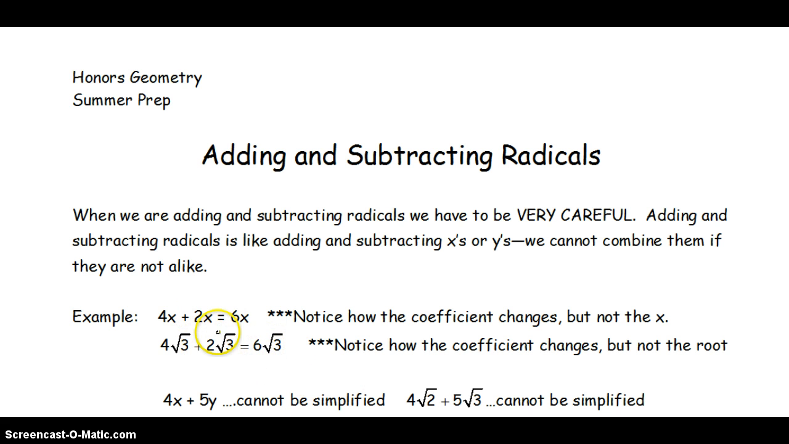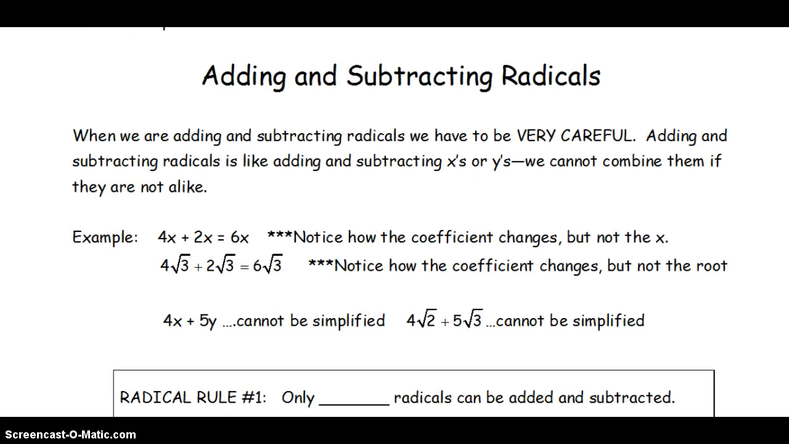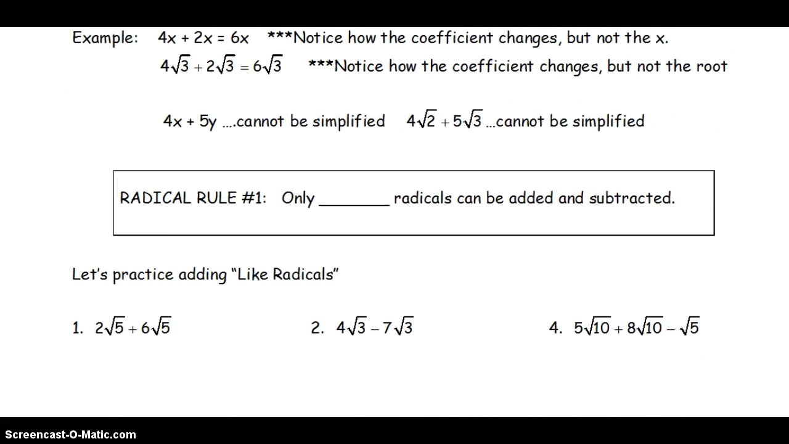So it's very similar. When we have something like 4x plus 5y, we can't combine them because one has an x and one has a y. Same thing if we have 4 root 2 plus 5 root 3, we can't combine them. One's got a root 2 and one's got a root 3. So radical rule number 1: only like radicals can be added or subtracted.